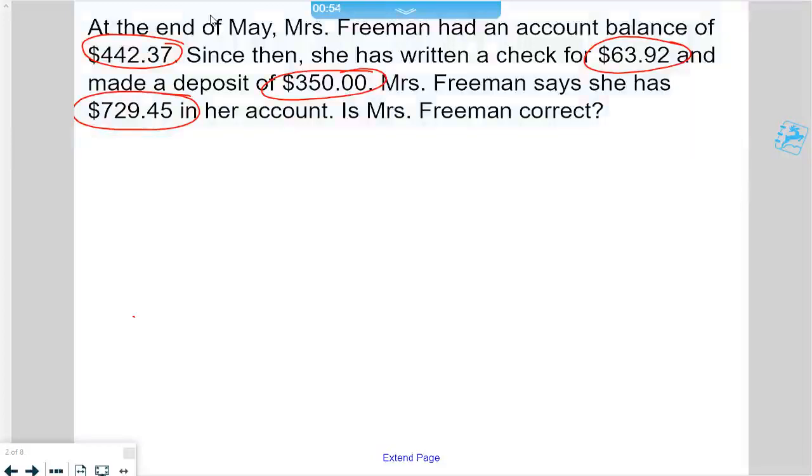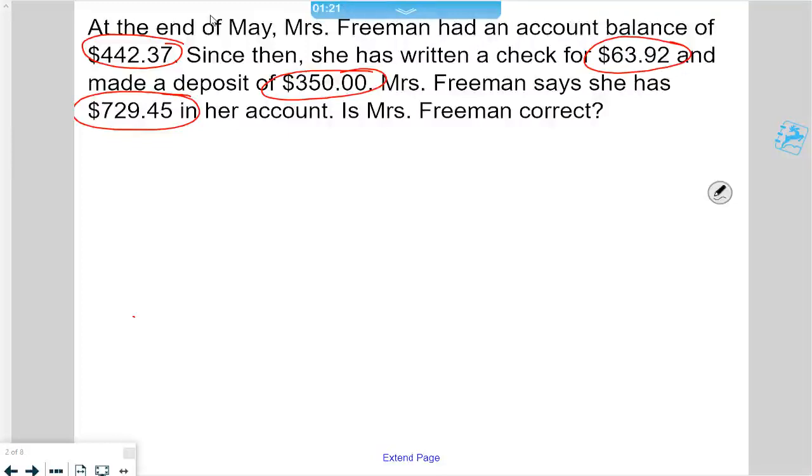Now, a quick thing we talked about today was, what is a balance? Your account balance is how much is in the bank. We have a written check. That's a withdrawal, which means there's money coming out of your account. And then there's something called a deposit. A deposit means we are adding money. So, withdrawal means minus, deposit means add.